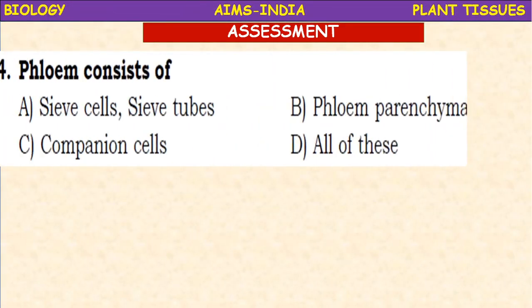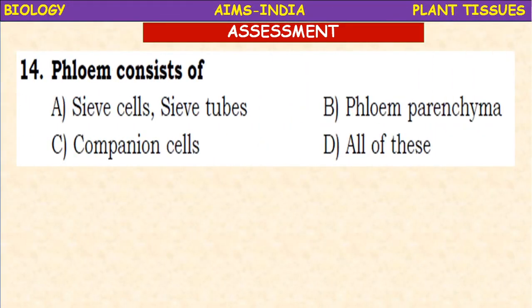Next, phloem consists of, it is also a complex tissue. So sieve cells, sieve tubes, phloem parenchyma and companion cells, even phloem fibers also. Okay. So all of these.